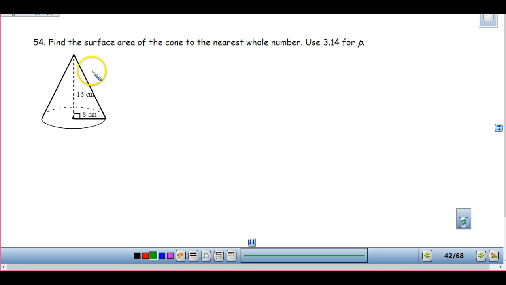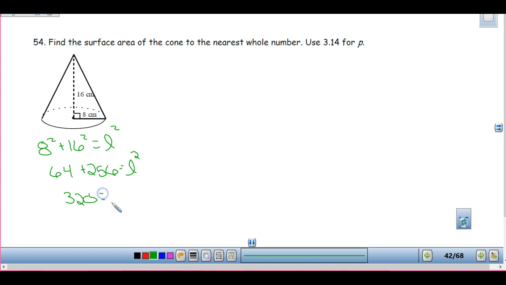Okay. Surface area, we need that slant height. So Pythagorean theorem to find the slant height, we've got 8 squared plus 16 squared equals slant height squared. So 64 plus 256 equals slant height squared, or 320 equals slant height squared. Take the square root of 320. Our slant height is going to be 17.89.